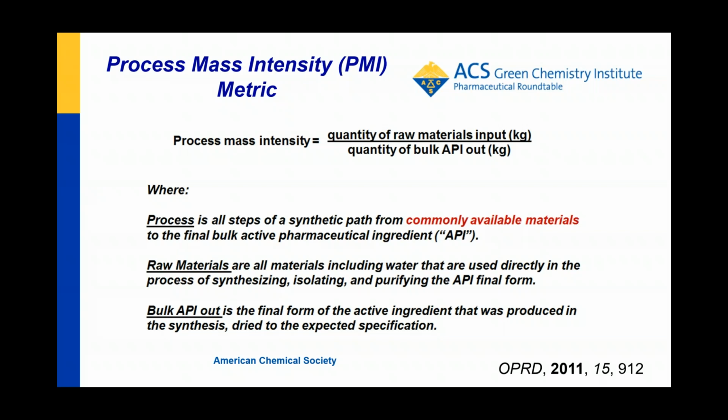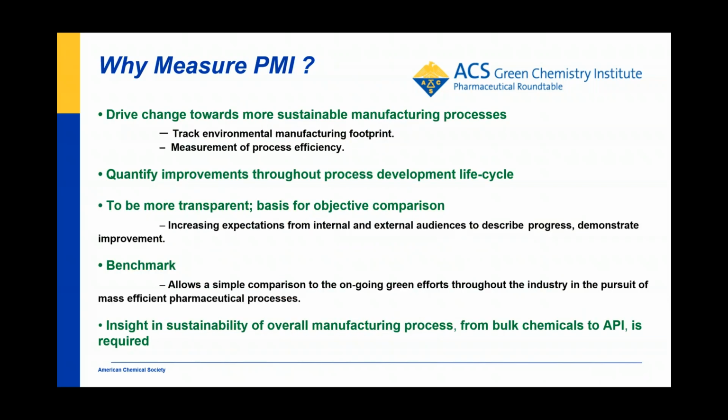Okay, just the definitions of this equation here. Process is all the steps of a synthetic path from commonly available materials to the final bulk active pharmaceutical ingredient, the API. Raw materials are all the materials you use, including water and solvents that are used directly in the process, not just of synthesizing, but isolating and purifying the final API. And the bulk API out is the final form of the active ingredient that was produced in the synthesis, dried to the expected specification.